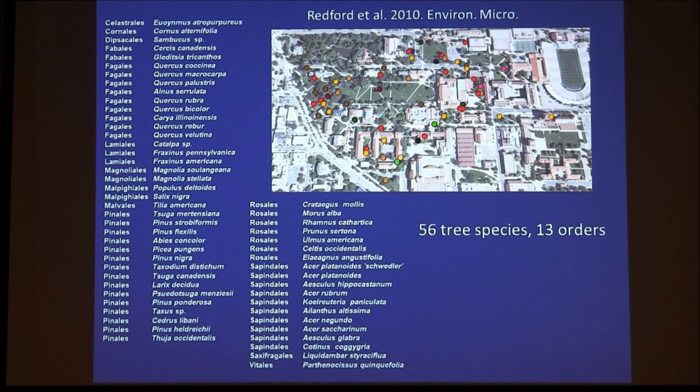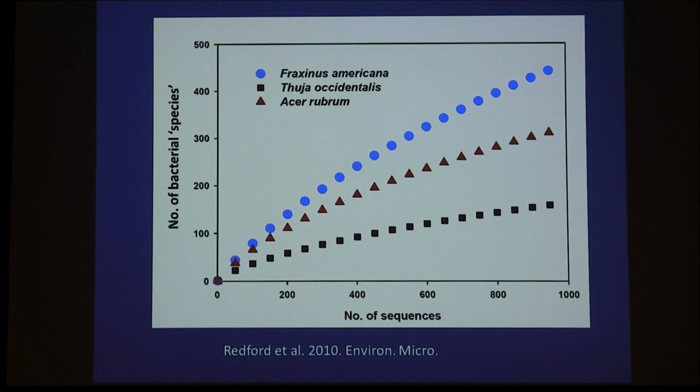And this even extends across, if we sample pine species across Australia, California, and Colorado, we see the exact same types of bacteria on those pines, regardless of where they're located. So a strong degree of plant species specificity in terms of the types of bacteria that are found on the leaves. And also the diversity is quite striking.